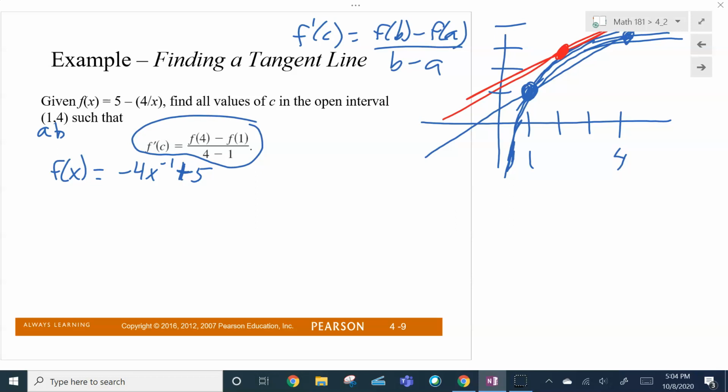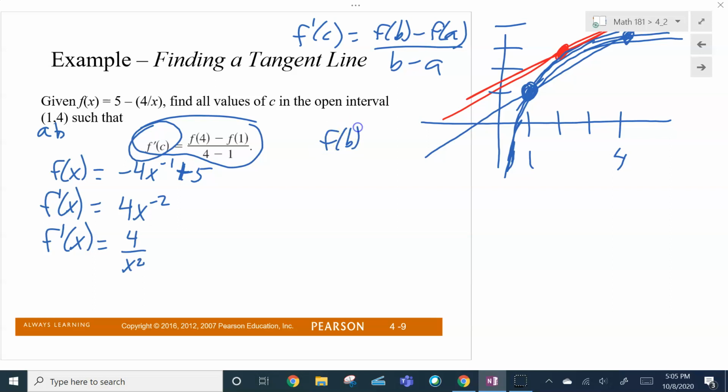Well, let's do it. All right, let's go. Let's find the derivative first. Let me use x here. So I got negative 1 times negative 4, I got 4x to the negative 2. Derivative of 5 is 0. So f prime of x, or f prime of c, right? We're finding the c, but we'll just work with x here. It's 4 over x squared. Okay. Now let's do f of b minus f of a over b minus a.